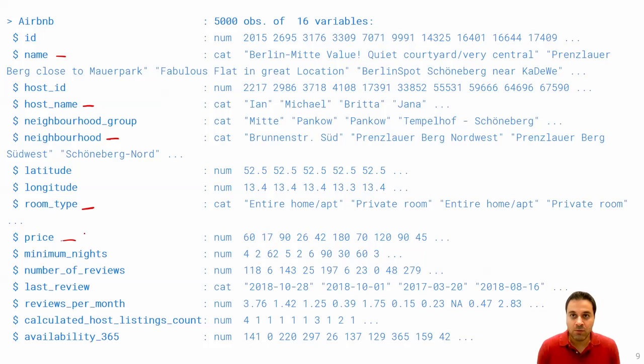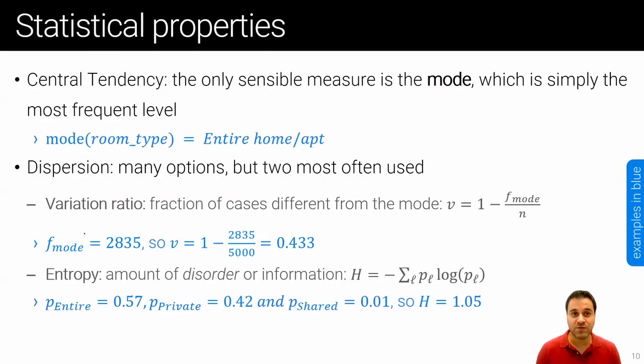And so what kind of things can we do with one categorical variable? Well, first of all, we're going to talk about statistical properties. If we're interested in the central tendency for the categorical variable, this means what is the most typical class or level or category in the variable. So for example, in the room type, we have entire homes or apartments, private rooms, and shared rooms. And perhaps we're interested in knowing which one is the most frequent. This is what we call the mode.